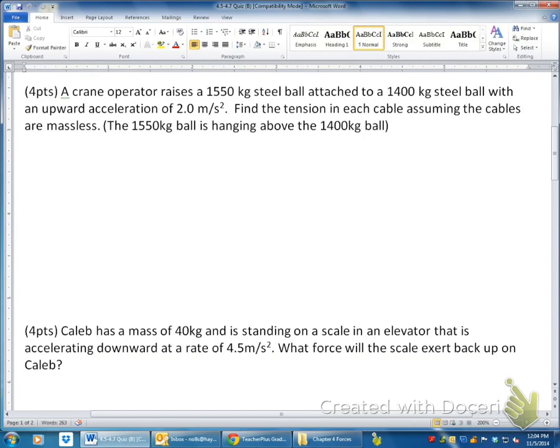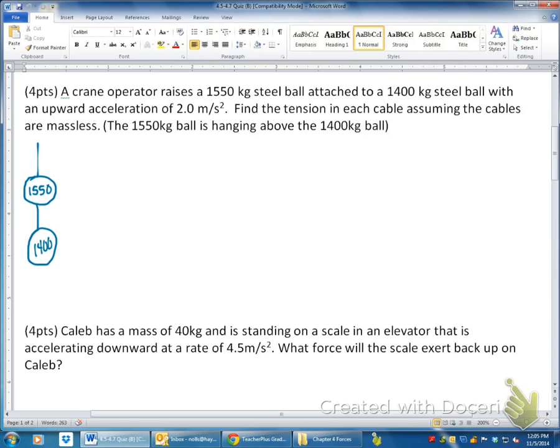How many people totally understand how to do tension problems? Nah. Okay, so we're going to start from the beginning. Start totally from the beginning. All right, so let's draw out what the system looks like. Okay, the system itself. A crane operates a 1,550 kilogram ball attached to a 1,400 kilogram ball with an upward acceleration of 2 meters per second squared. Find the tension in each cable, assuming cables are massless. Okay, so the top one is the 1,550. The bottom one's the 1,400.